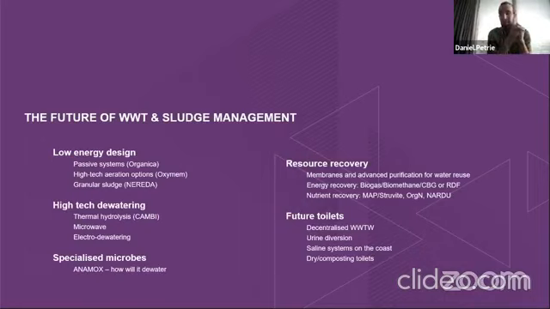There are designs that aim to produce a biological sludge that is very granular in nature and very dense and can settle very easily. There are high-tech dewatering options that use very sophisticated and heavy energy-intensive machinery to change the structure of the sludge. That includes thermal hydrolysis, and then other processes that use microwaves or electrical fields to dewater the sludge directly. Some of those are still in development, but others are already reaching maturity.